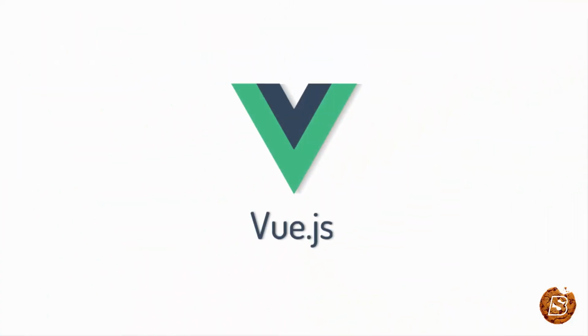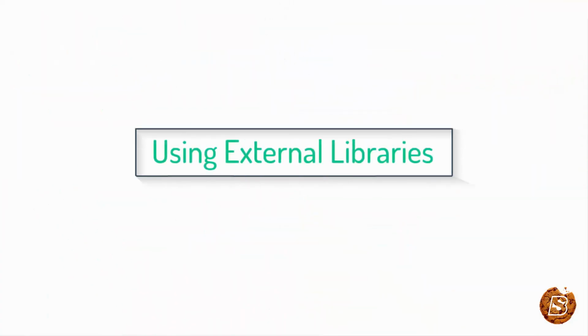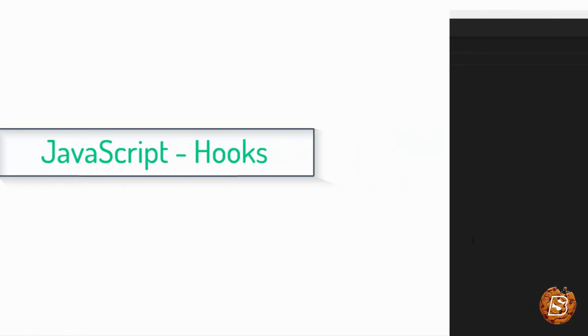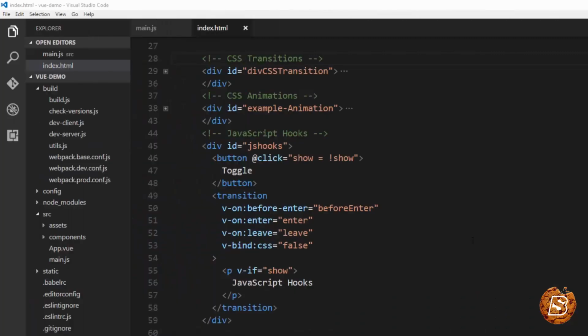In this lecture, we'll be learning two things. First one, using external libraries with Vue.js. And second thing that we will be learning is JavaScript hooks. Using JavaScript hooks, we can do the transition and animations without using the CSS.